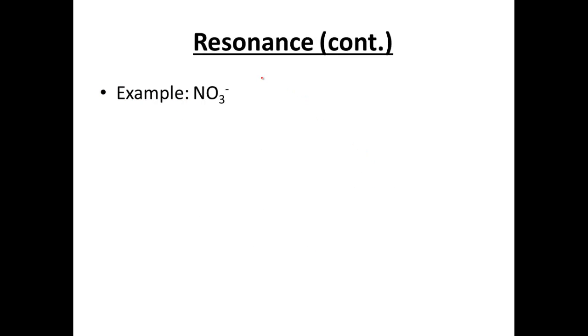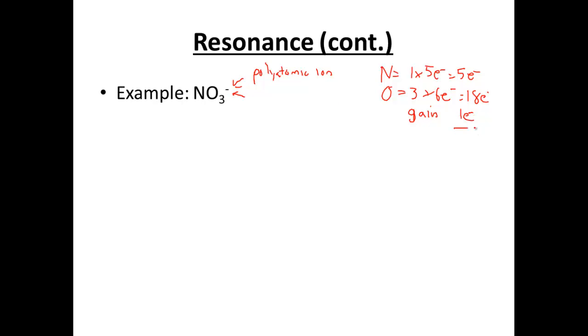So our example, NO3 nitrate, remember, is a polyatomic ion. That's shown from our little minus sign there. And so nitrate, to begin with, we have one nitrogen, five outer electrons from being in group 15. So five electrons from nitrogen, oxygen, we have three, group 16, six outer electrons. So in the end, we get 18 electrons from that. And we gain one electron from our polyatomic ion. So in the end, 24 total electrons is what we need to show.